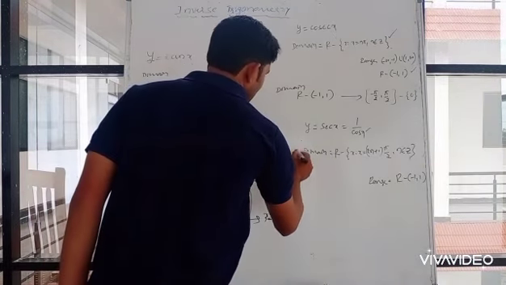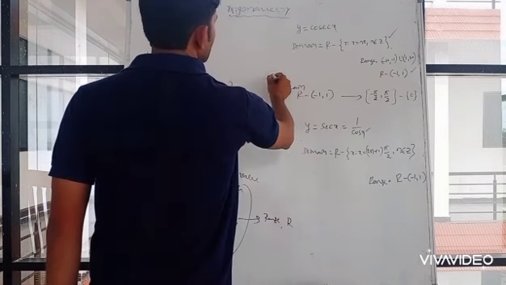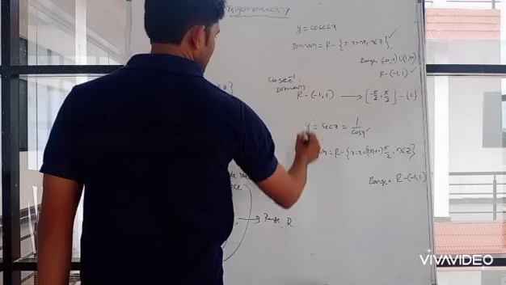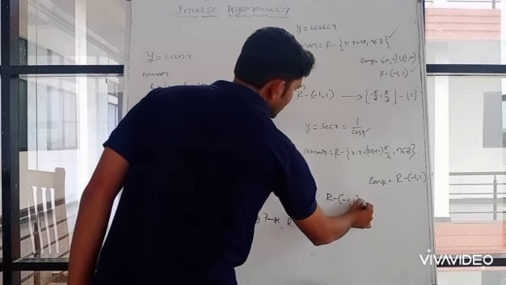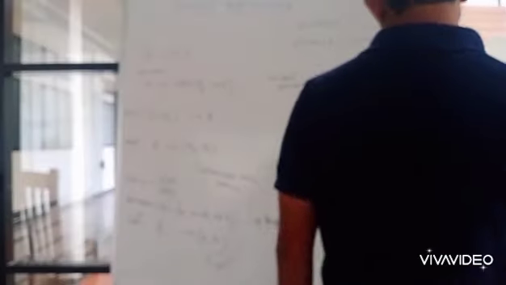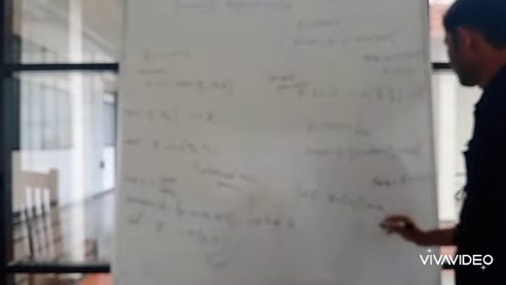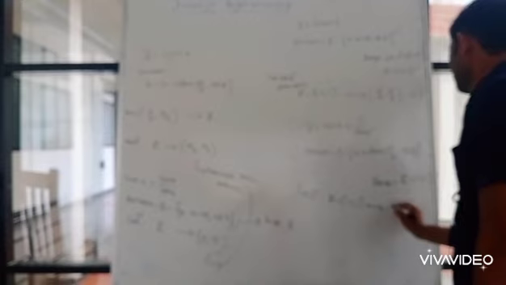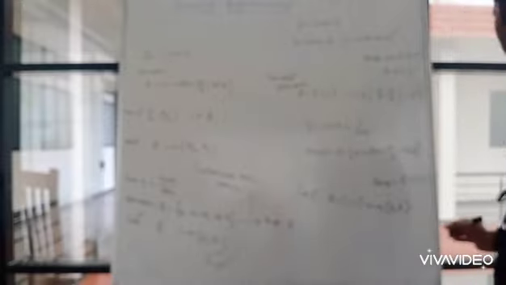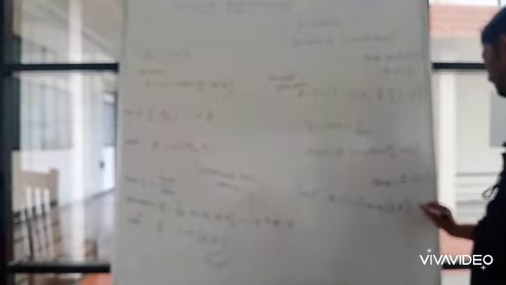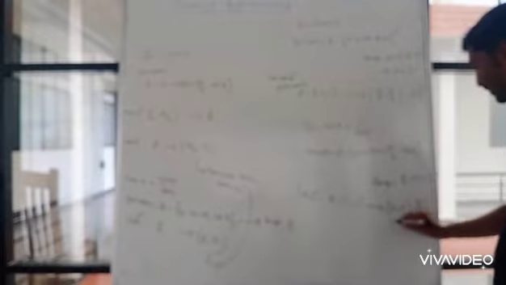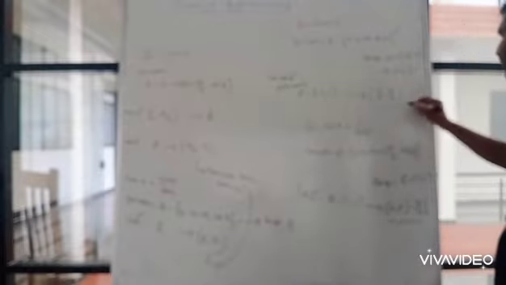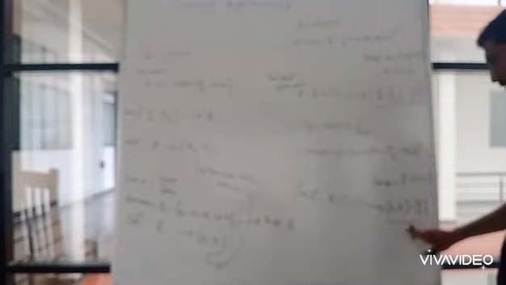Then we'll write here, sec inverse. We'll consider R minus of minus 1 to plus 1 as the domain. Then the range is, here we are restricting, 0 to pi minus the odd multiple of 90 degrees, that is pi by 2. This is the principal value branch. This is the principal value branch for sec inverse. Here it is cosec inverse.